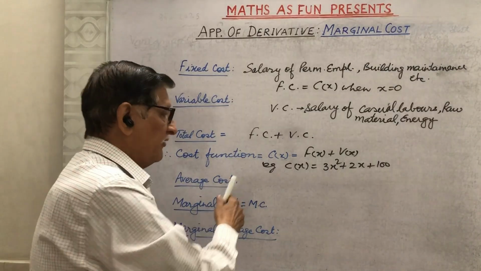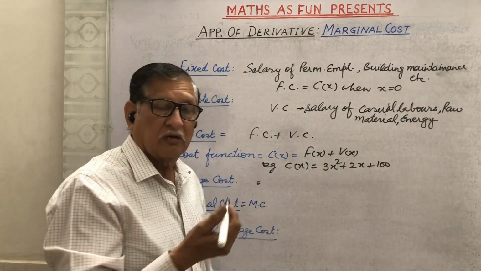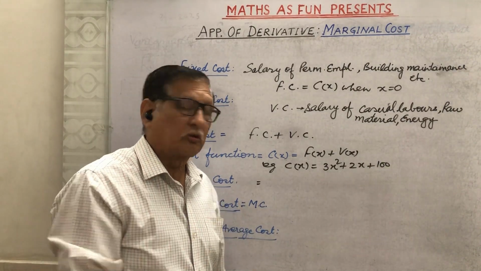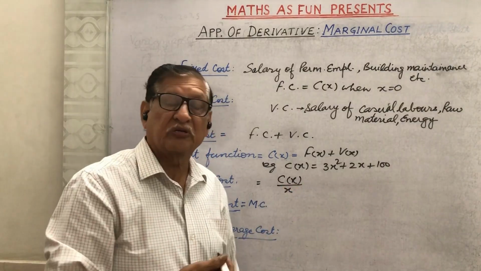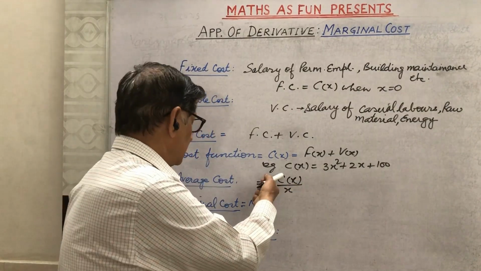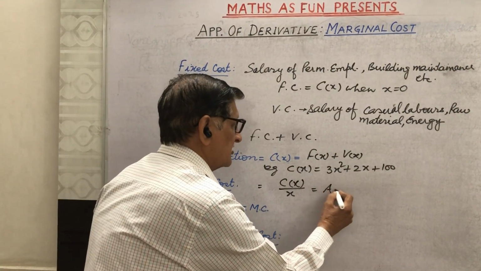Then what is the average cost? Average cost is the average of the total cost. Total cost here is C(x). So if we divide C(x) by the number of commodities x, that is the average cost. We can also write this as AC in short.